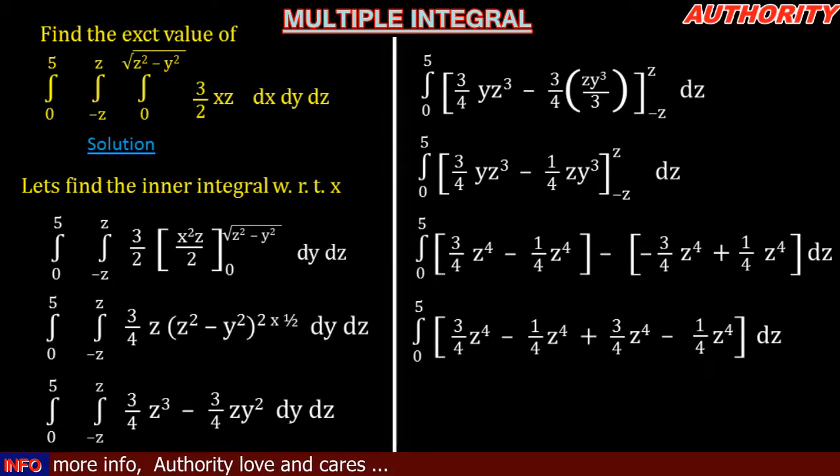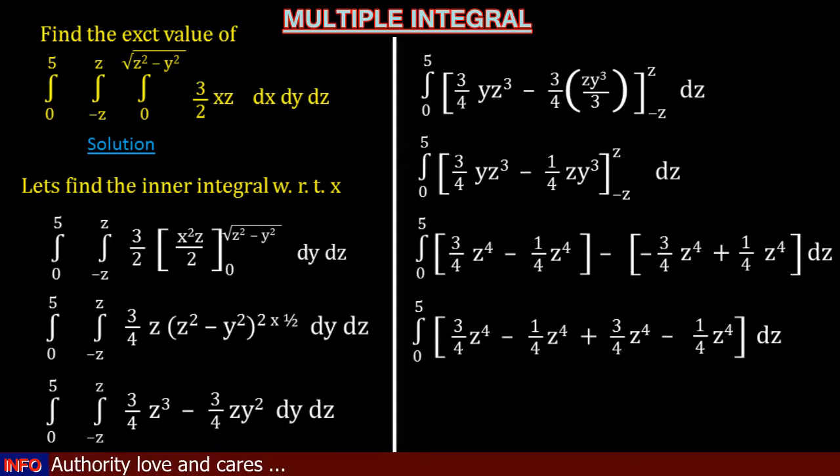Good. Now here we have the integral from 0 to 5, 3 all over 4 z raised to the power 4 minus 1 all over 4 z raised to the power 4 plus 3 all over 4 z raised to the power 4 minus 1 all over 4 z raised to the power 4, close bracket, dz. Okay, so the terms that we have are all z raised to the power 4. Now, it's the same thing as if we pick the coefficients and add them together.